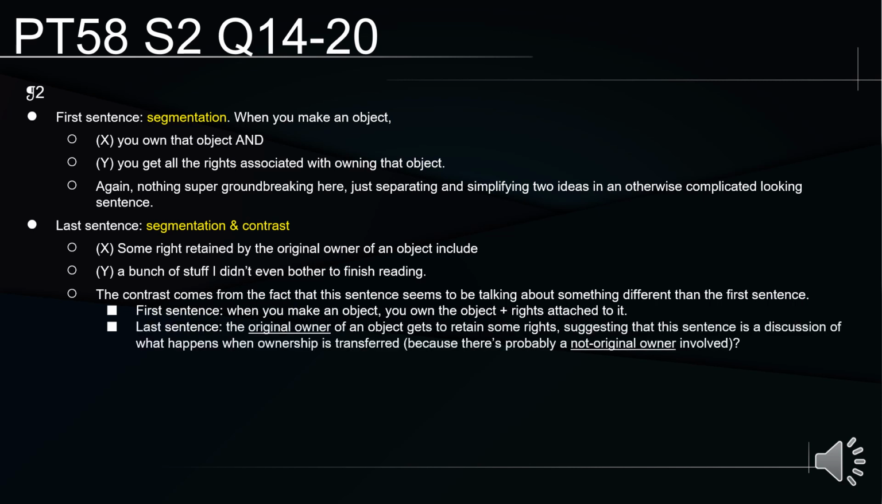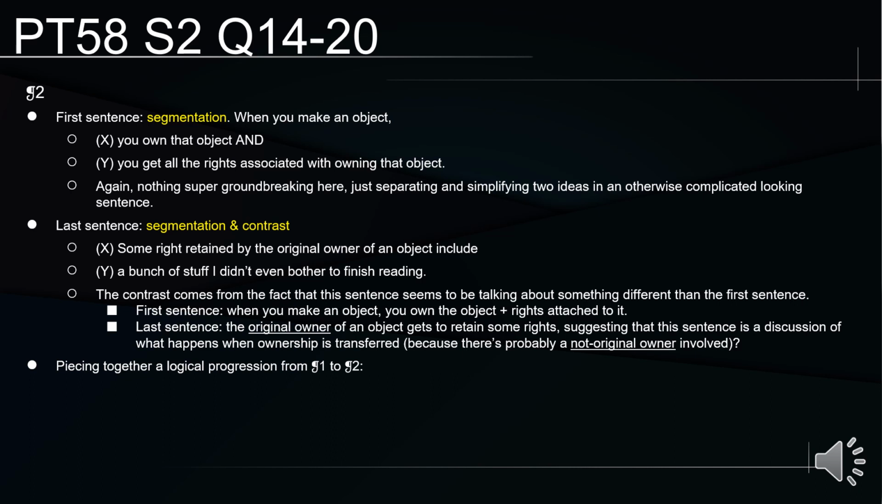This is talking about an entirely different sounding thing to me. The original owner of an object gets to retain some rights, suggesting that this sentence is a discussion of what happens when ownership is transferred. So, like, even if you give the thing away, you get to keep some rights associated with that thing. That's what it seems to be saying. Because they're talking about original owner, then there must be a new or not original owner involved, right? So that's where this transference idea to me is coming from.